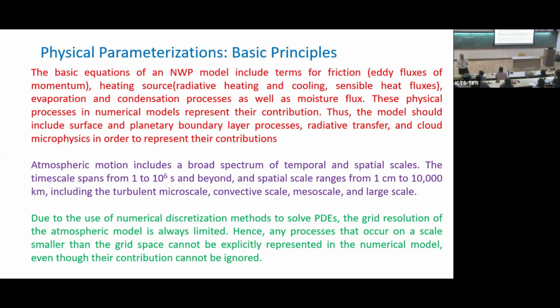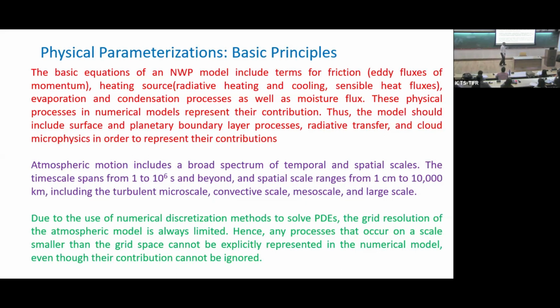So the idea here is the resolvable scales you need to resolve. You need to get the solution that describes the resolvable scales. But at the same time, you cannot ignore the non-resolvable scales. What you have to do is find out the effect of the non-resolvable scales on the resolvable scales. If you can capture the statistical effects of the non-resolvable scales on the resolvable scales, then you are done. How to do it is what's called the parameterization schemes.